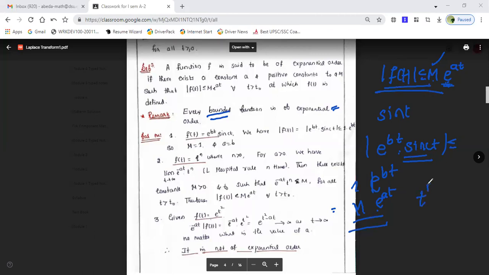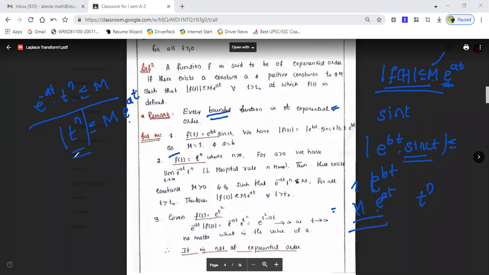Similarly, consider the function t to the power n. By applying L'Hospital's rule n times, just remember the functions, it is not necessary to remember everything. If I substitute f of t equal to t to the power n in the Laplace transform, you will get e to the power minus at into t to the power n, which is less than or equal to M. By applying L'Hospital's rule n times, you will get this. Now if I take the e to the power minus at to the other side, this becomes M into e to the power at. So I can write t to the power n as less than or equal to M into e to the power at.